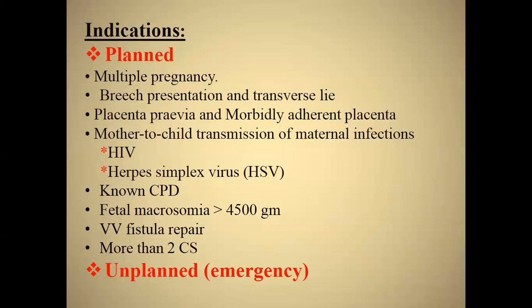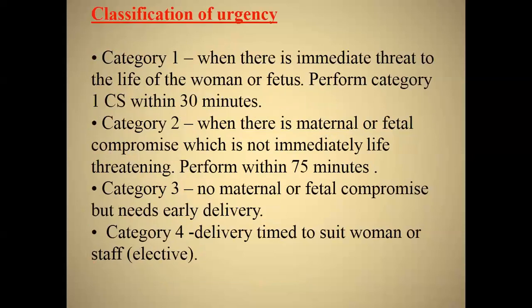Vesicovaginal fistula repair: if the woman has a previous vesicovaginal fistula and an operation was done for her, it's better to move to cesarean section delivery rather than vaginal delivery in order to avoid recurrence of such a complication. More than 2 cesarean sections: any woman presenting with previous 2 cesarean sections should have an elective date for her next delivery. Unplanned means an emergency, and you all know many indications for an emergency cesarean section.